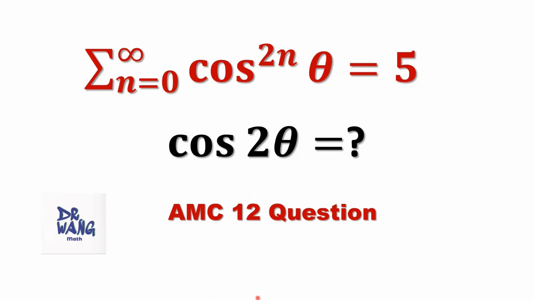Here is the question. If the summation n from 0 to infinity, cosine of theta to the power 2n equals 5, what is the value of cosine 2 theta?